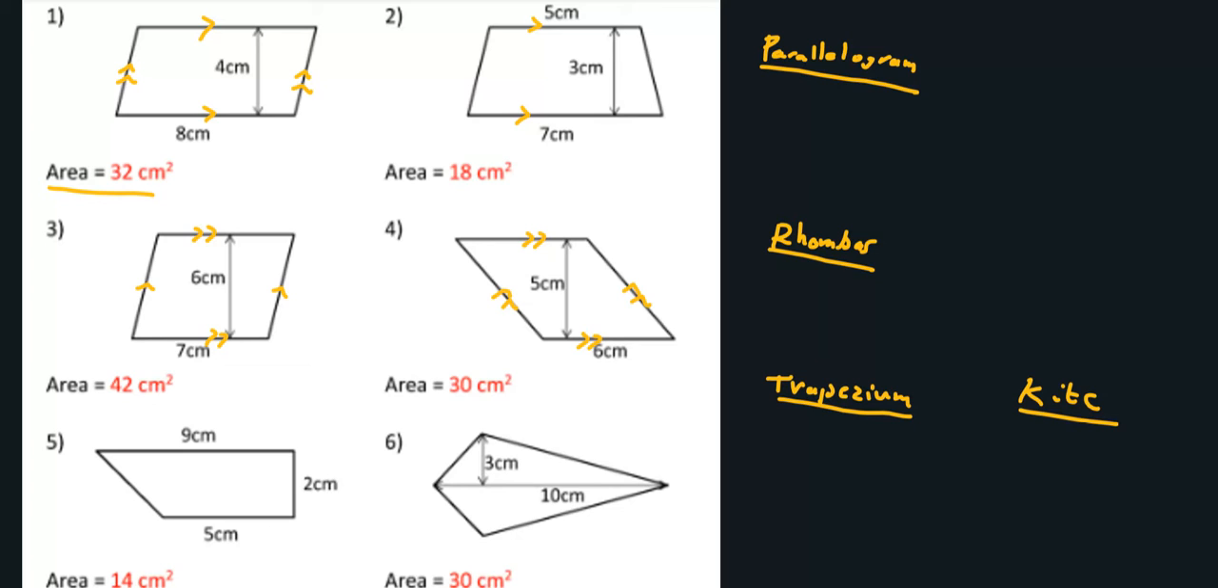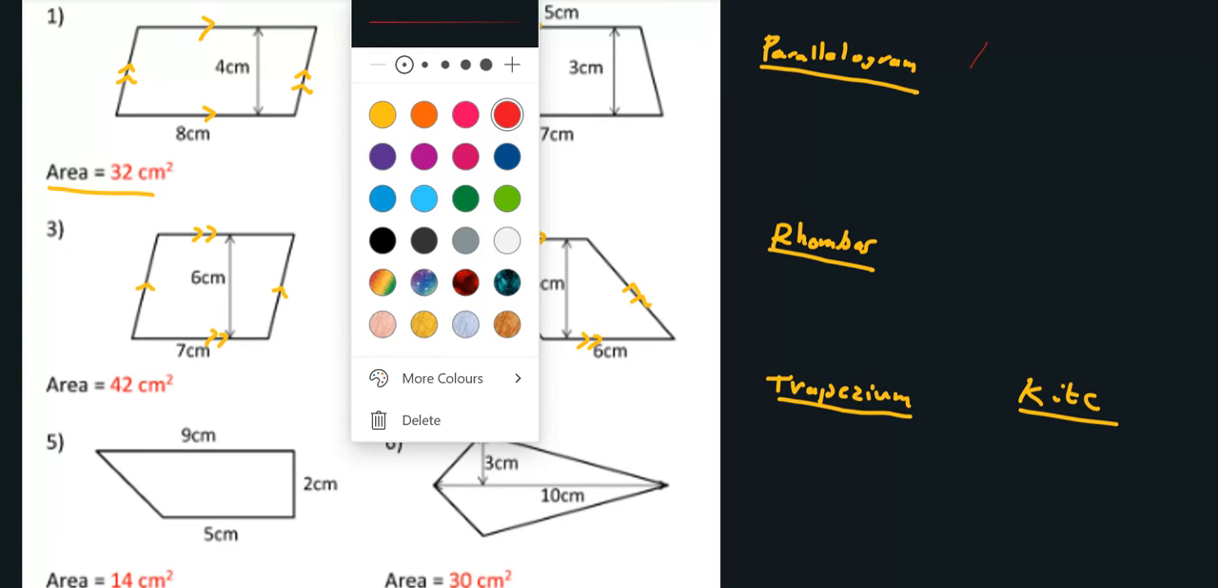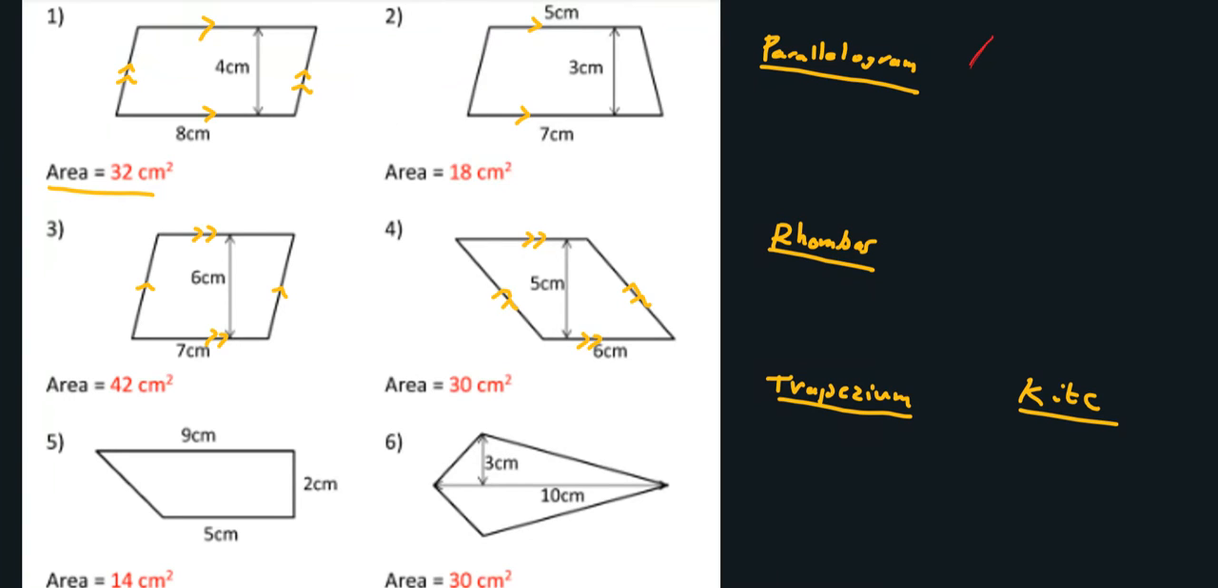So the area of a parallelogram, let's do this here, a bit thicker. So we always start off with what we're trying to find. It could be a length, it could be an area, or it could be a volume. Here we're asked to find the area. So the area of a parallelogram is the base multiplied by the perpendicular height.